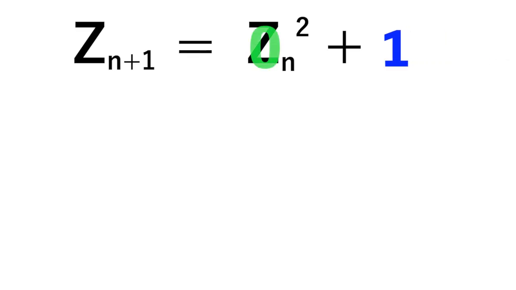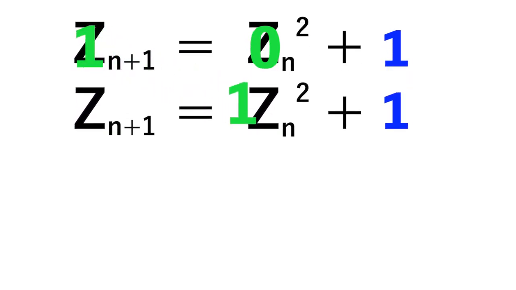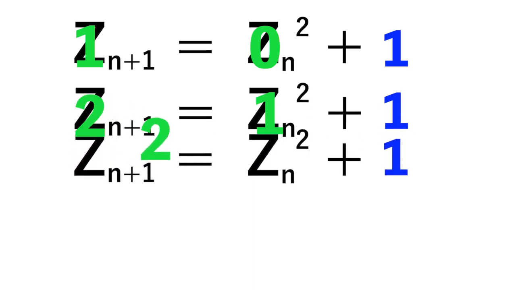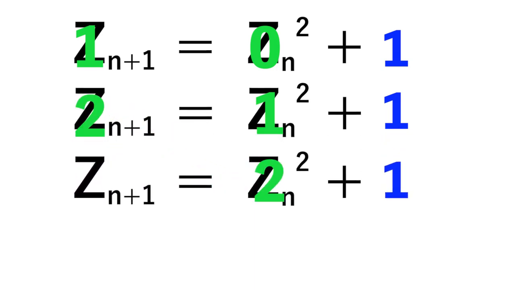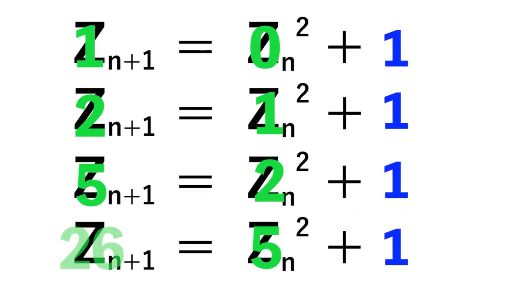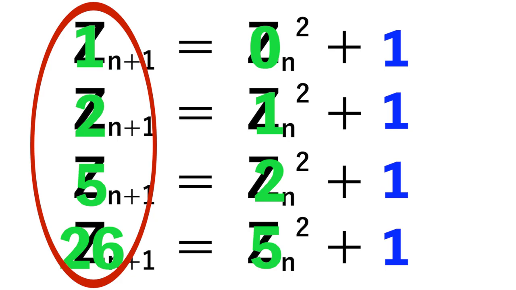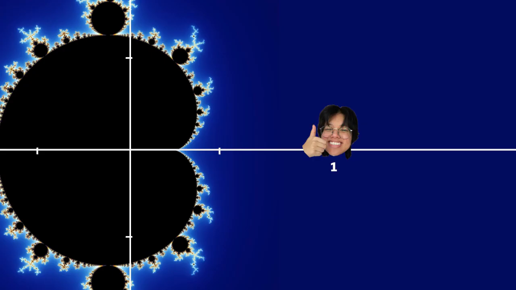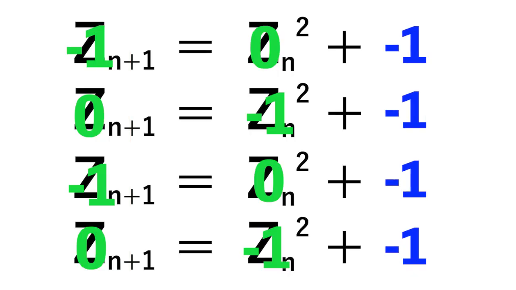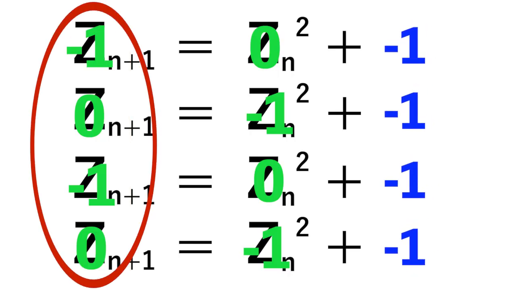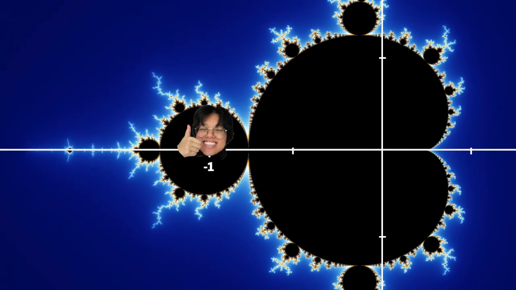Zn is going to be 0 since it's the starting iteration, making 1. Then you plug that 1 into the next iteration, making 1 plus 1 equal to 2. Plug that into the next iteration, 4 plus 1 is 5. Plug it in again, you get the point. If the values blow up to infinity, it's not in the fractal. Since this value of C does that, it's outside of the set. However, if C makes the numbers stay less than or equal to 2, it'll be in the set.